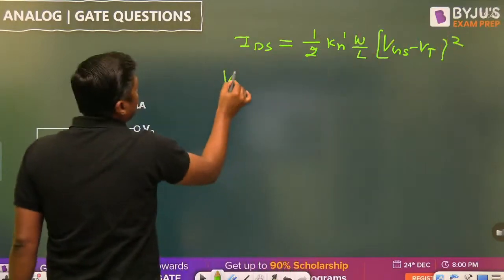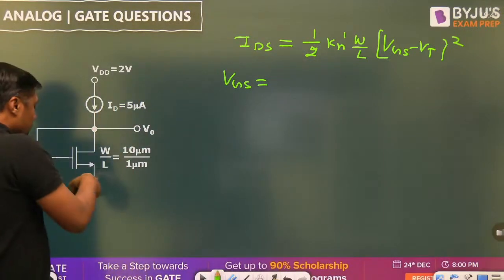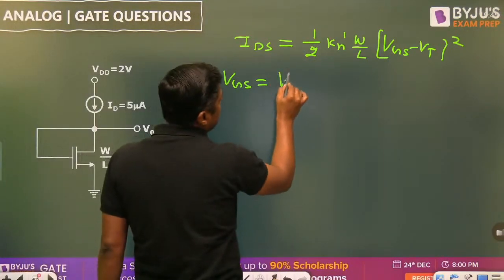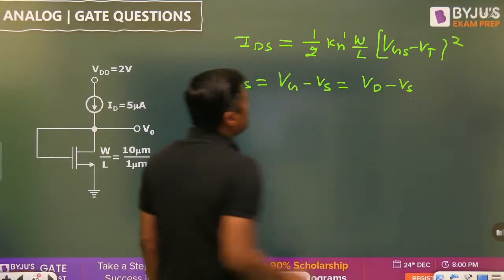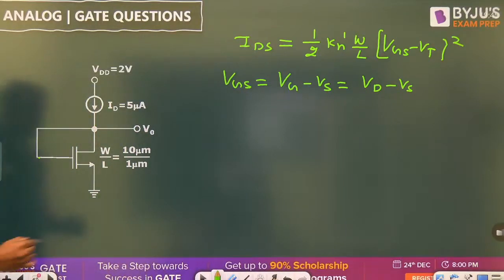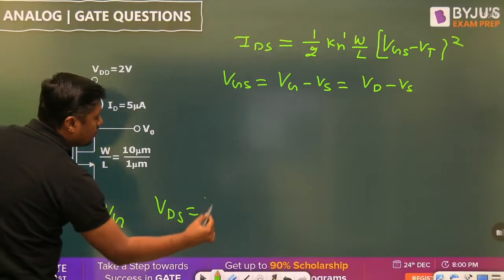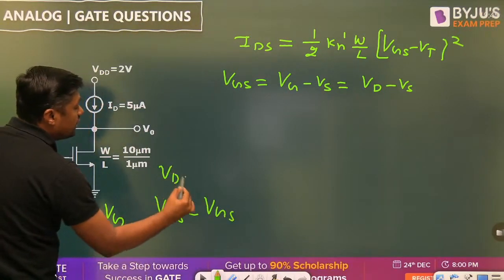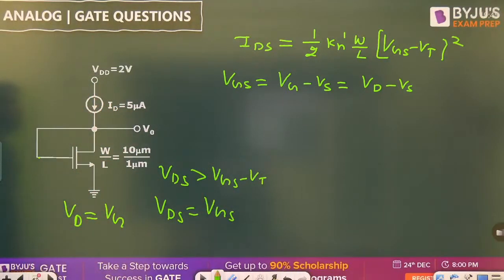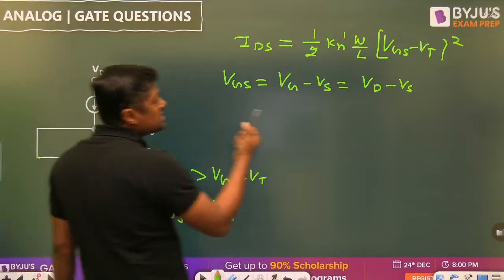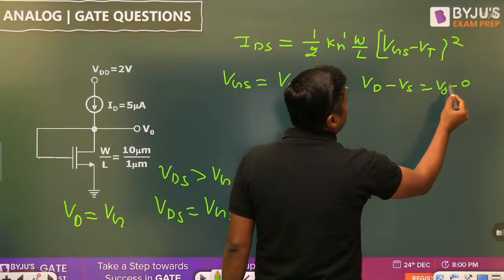Okay, remember, VGS is equal to what? VG minus Vs, that is VD minus Vs. Why VD minus Vs? Because VD is connected to this. Means VD is equal to VG, means VDS is equal to VGS. 100% sure VDS is greater than VGS minus VT, and that's why it is in saturation region. Now it is in saturation region, so what is the VD? V0 minus 0, it will become V0.